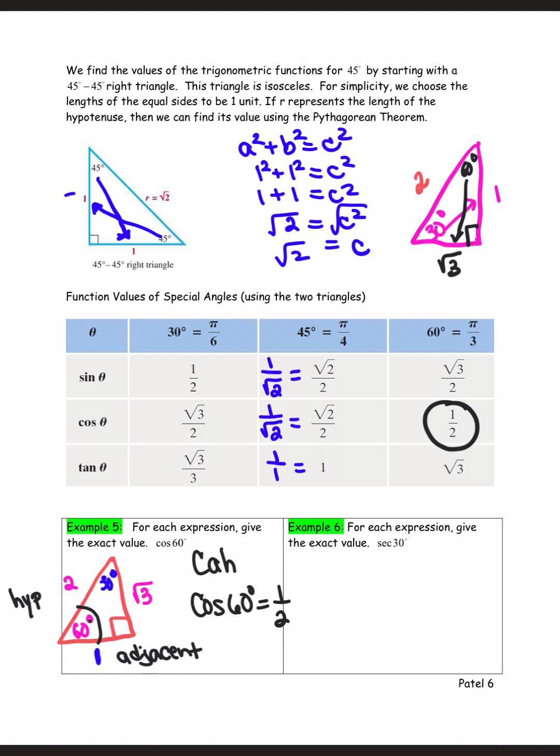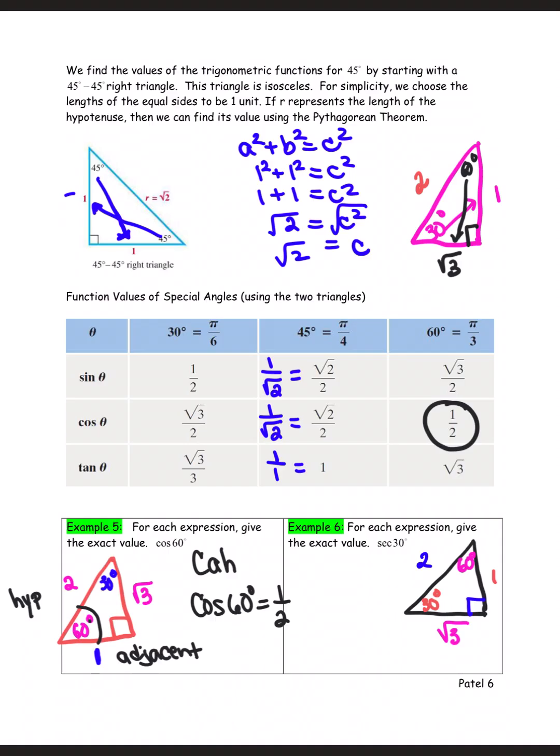Example 6. For each expression, give the exact value of secant of 30. So we're going to start with our triangle. And I'm going to label 30 on the bottom. So remember, opposite to 30 is 1. I'm going to label 60 degrees right here. And opposite to 60 degrees is square root of 3. And my right angle is 90 degrees, and opposite to my right angle is the length of 2. Notice that in examples 5 and 6, I drew the triangle a little differently, but keeping in mind that the length across from 30 degrees is 1, and so forth.